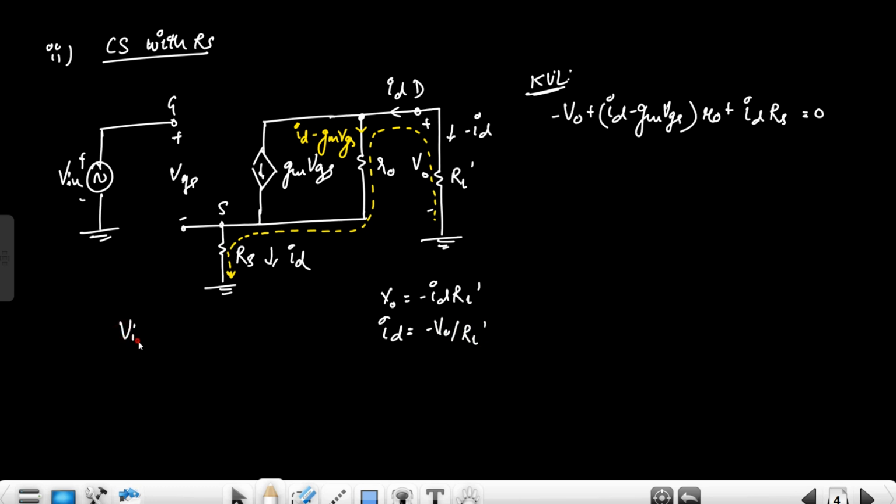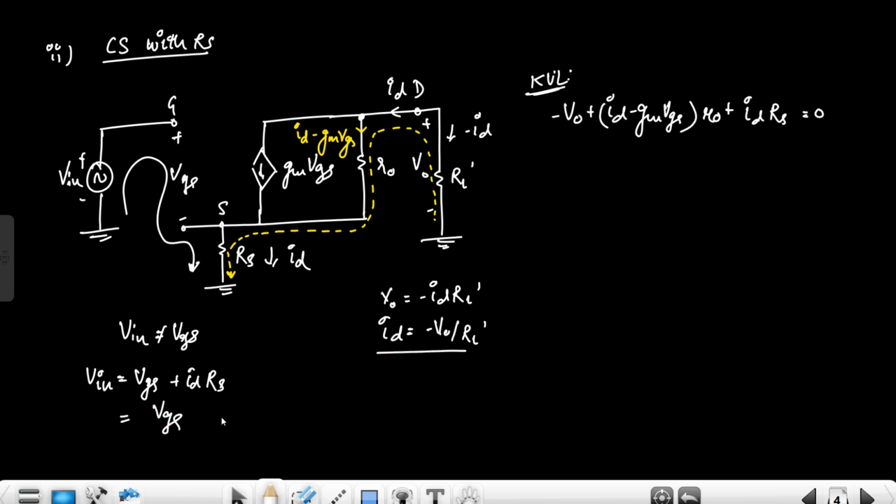Now we can see that input is not equal to VGS, right? This will again be KVL along this path, so it will be VIN is equal to VGS plus ID RS, right? And ID is minus V naught upon RL dash, so it will be VGS minus V naught RS upon RL dash. And from here we can see VGS is equal to VIN plus V naught RS upon RL dash. So now we will substitute these two values here, right?